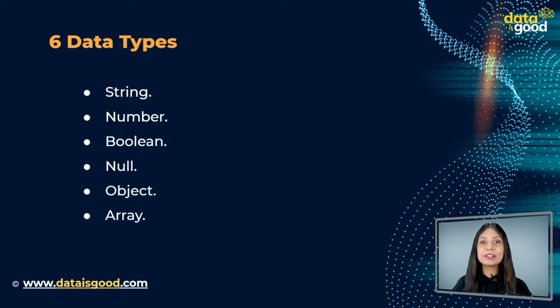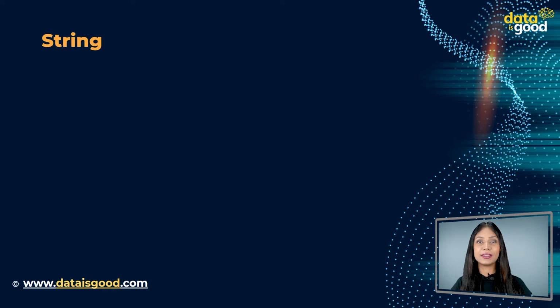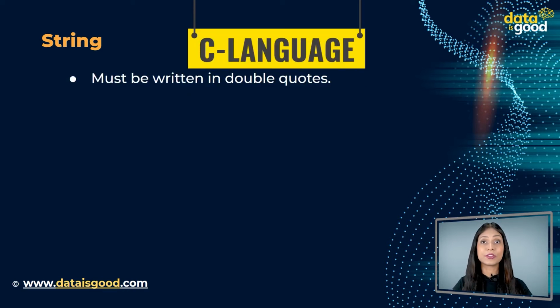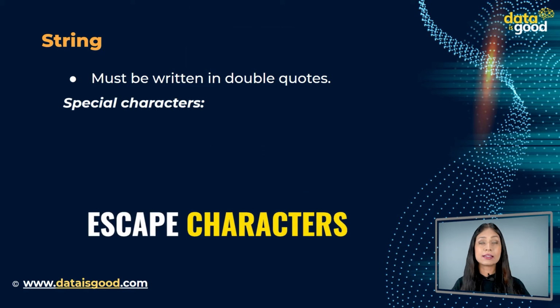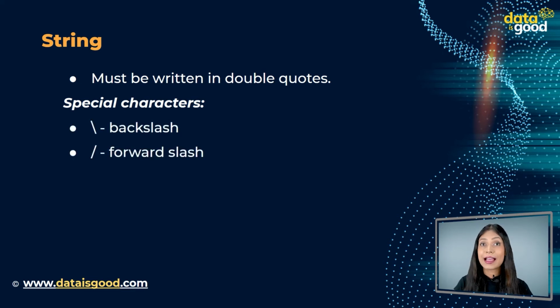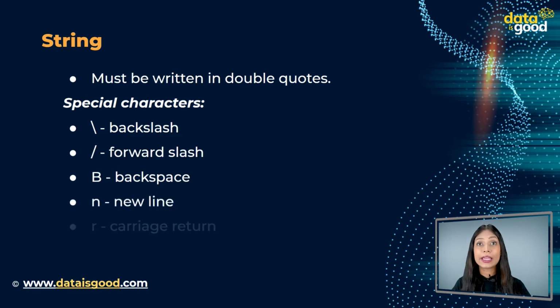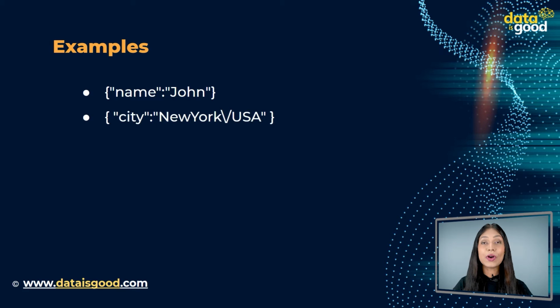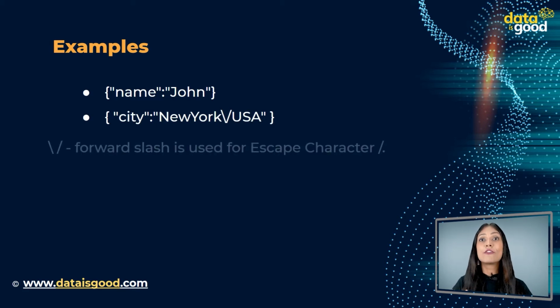Now, let us see our first data type, which is string. JSON strings must be written in double quotes like in the C language. There are various special escape characters in JSON that you can use in strings, such as backslash, forward slash, backspace, new line \n, horizontal tab \t, etc. Let us see a simple example. Name: John. City: New York, USA. Here, the backslash is used as an escape character.